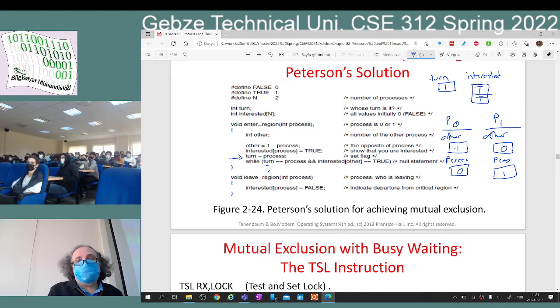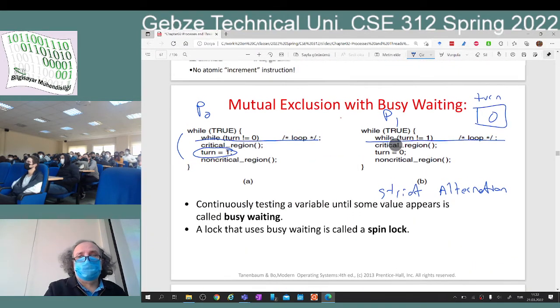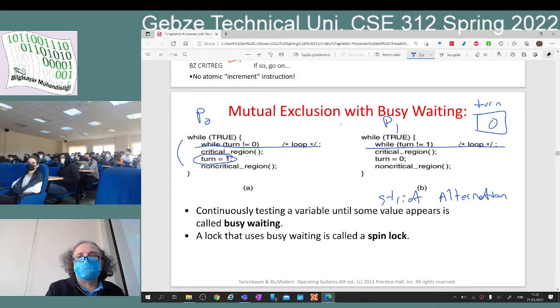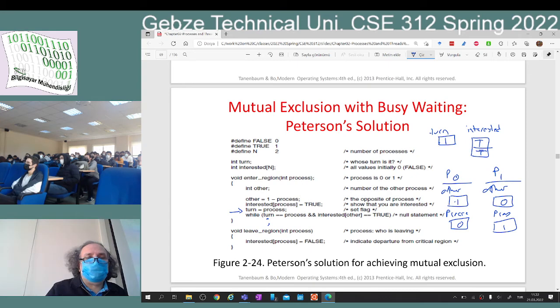These are all nice. I give you only one solution, Peterson's solution, and they all have implemented the same idea of busy waiting. Busy wait here, busy wait here. Well, we didn't like this solution because of the idea of busy waiting. A lock that uses busy waiting is called a spin lock. I have a spin lock here, and I have a spin lock there, busy waiting.